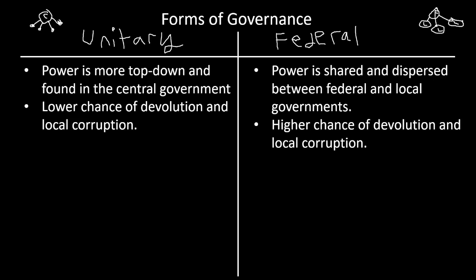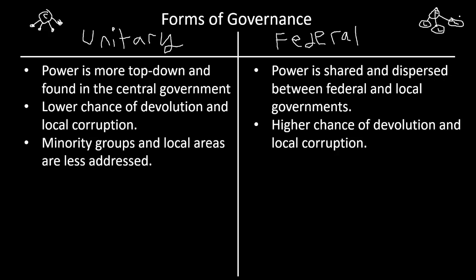And we see a lot of devolution in a federal state, for maybe the federal government allowing the local governments to create their own laws and education system. In the United States, each state has their own education system. Some laws vary from state to state. That's because of devolution. And we can see higher rates of local corruption because there's more for them to screw up. They can screw up more because they have the ability to.